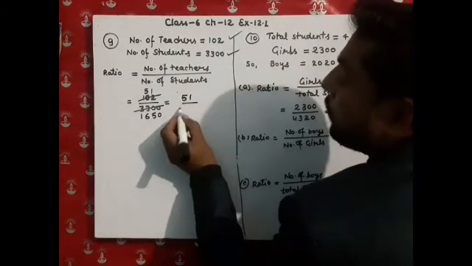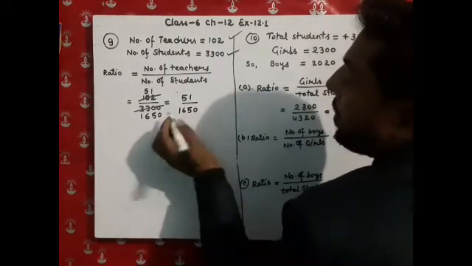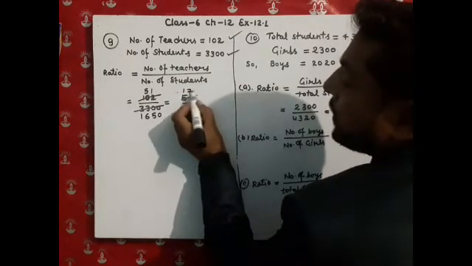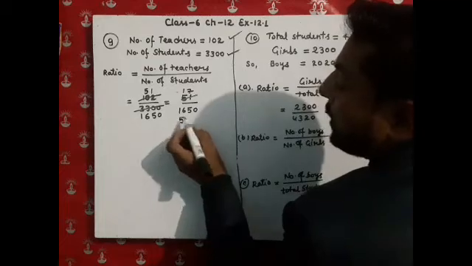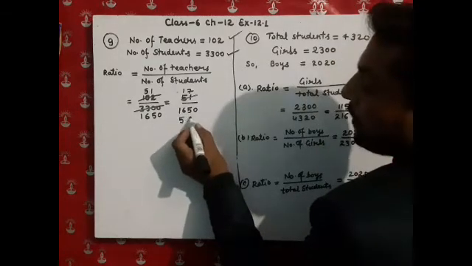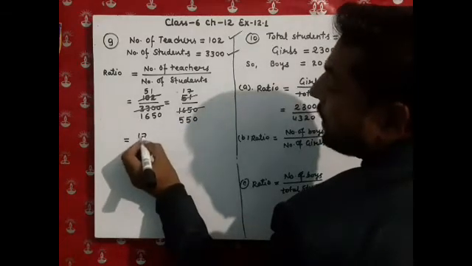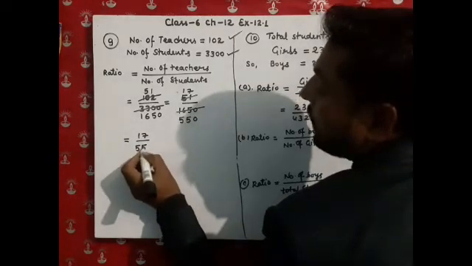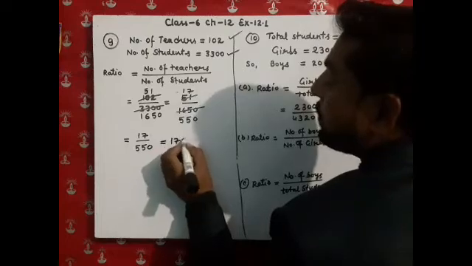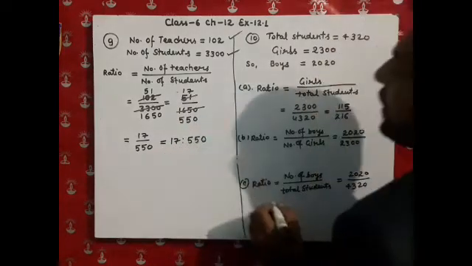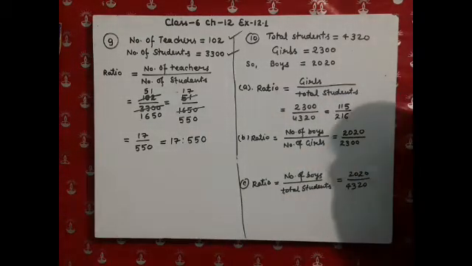So it is 51/1650. Now by 3, 3 1 ja 3, now 2 carry over, 3 7 ja 21, 3 5 ja 15, 1 carry over, 3 5 ja 15, 0 as it is. So the answer becomes 17/550. That means the ratio becomes 17:550.